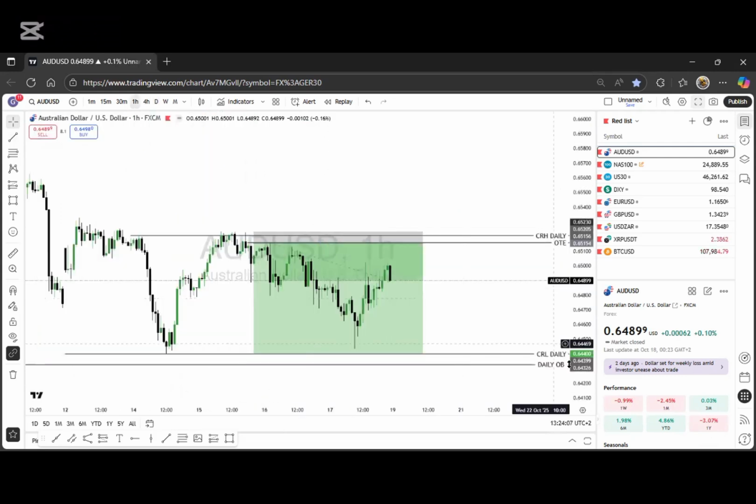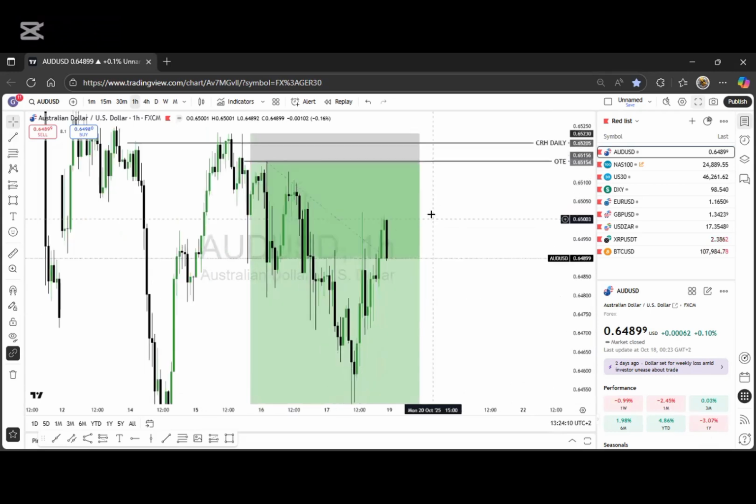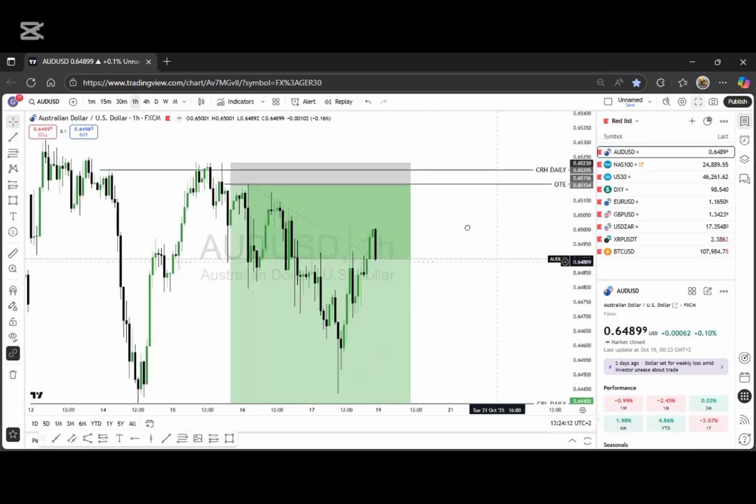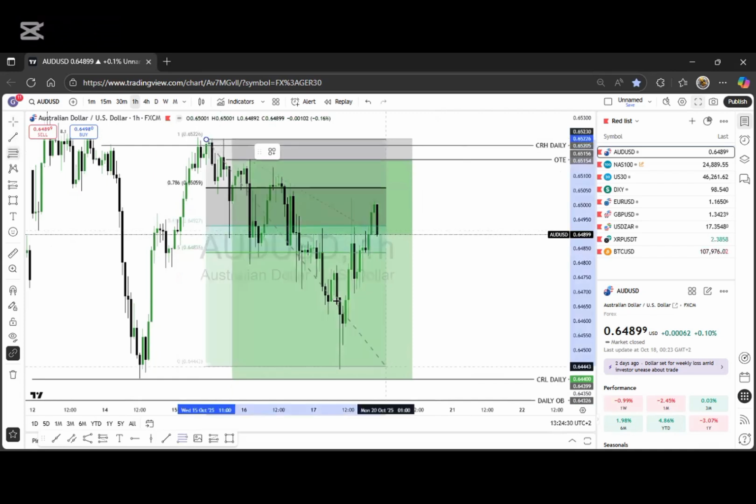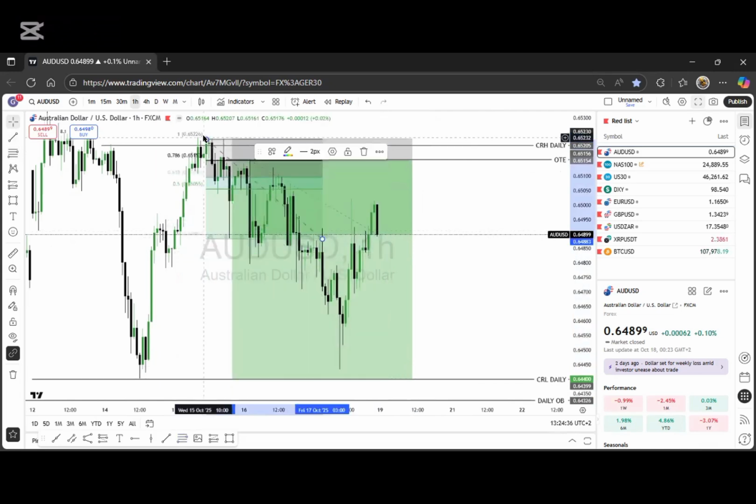The first thing we're looking at are the areas of entry. Here you can consider this as an order block, and you can also consider this as an order block. But I also use a Fibonacci retracement tool to scale in my entries so that they become more accurate, because this was the recent high, and this was the recent low.